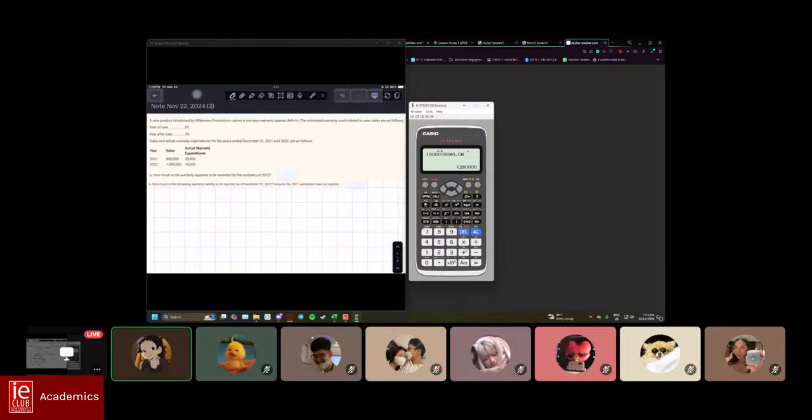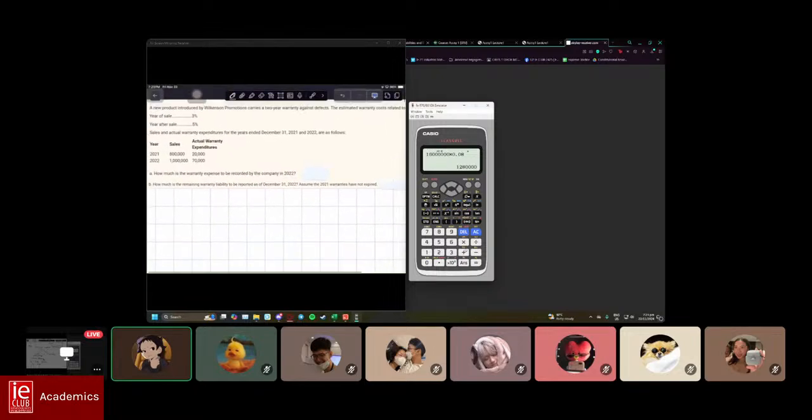Okay. And then let's go back up to our example on warranty. A new product introduced by Wilkinson Promotions carries a 2-year warranty against defects. The estimated warranty costs related to present sales are as follows: 3% for the year of sale and 5% for the year after sale. Sales and actual warranty expenditures for the years ended December 31, 2021 and 2022 are as follows. Okay. So the first question is, how much is the warranty expense to be recorded by the company in 2022?